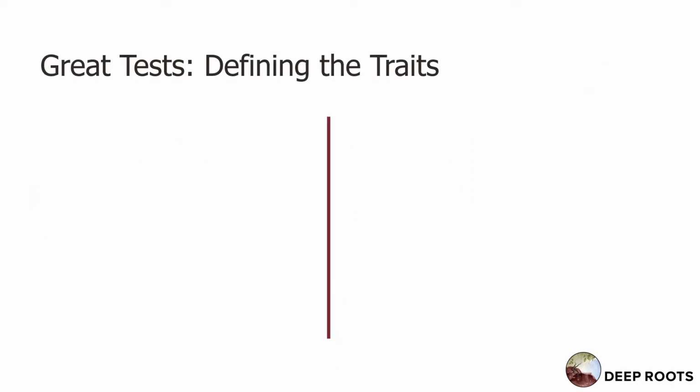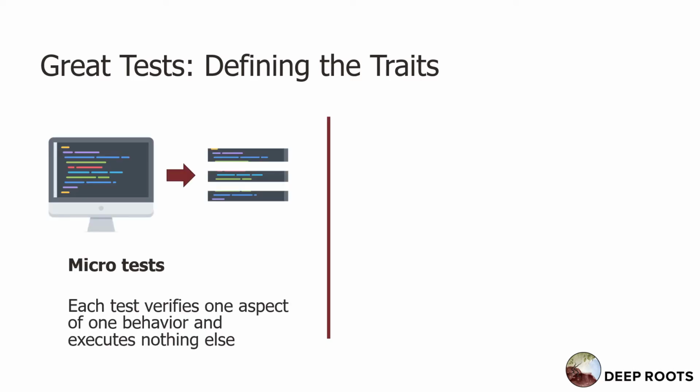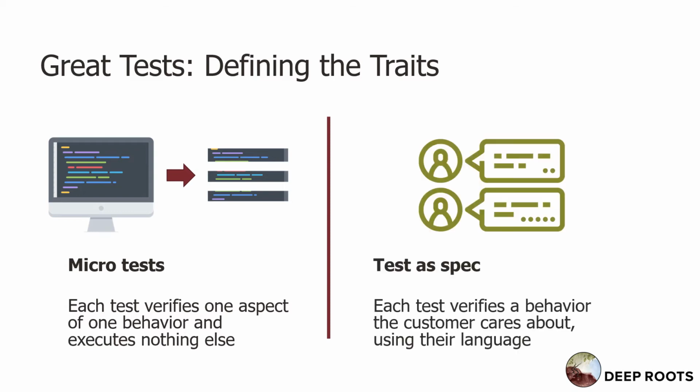Now let's look at what makes a great test. Great tests have two traits. First, they're microtests. Each test verifies one aspect of one behavior and executes nothing else. Second, they're tests as spec. Each test verifies a behavior that the customer cares about using their own language. Tests that meet both of these traits will provide great feedback throughout development. The best answers to two fundamental questions are ones that completely meet both of these traits at the same time.